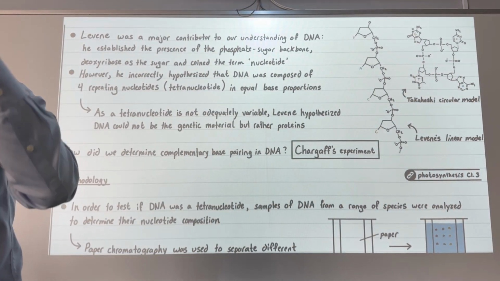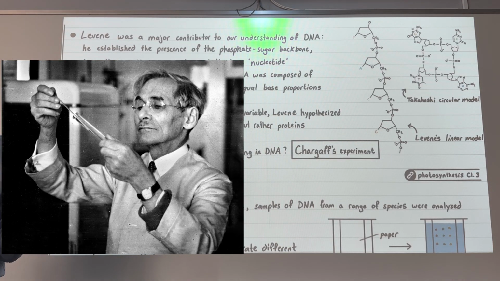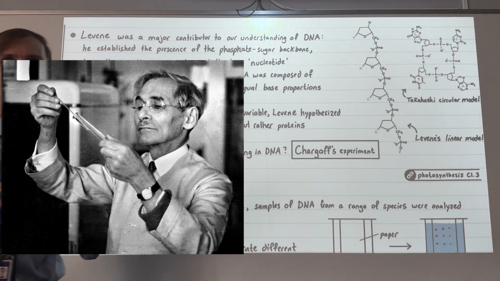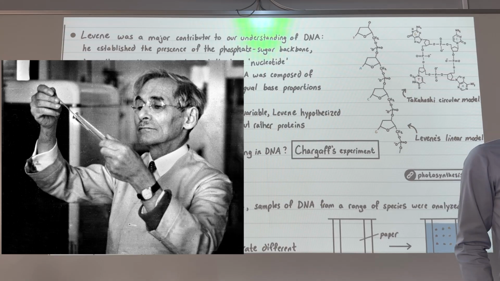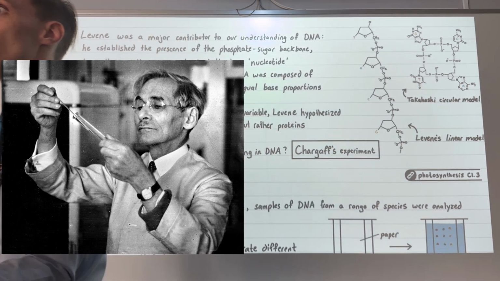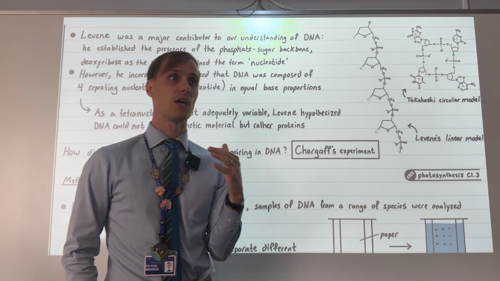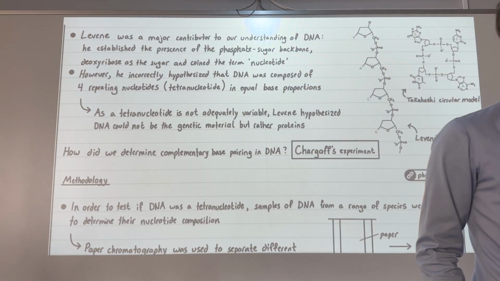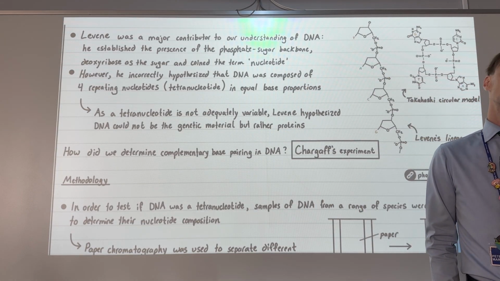So Levene, as a scientist, was kind of goated in how much he contributed to our understanding of DNA. It was he who coined the term nucleotide. He and his associates discovered deoxyribose as a sugar in the first place. He's the one that discovered the phosphate-sugar backbone. So he got a lot of things right. This guy contributed a lot to our understanding, but like everyone else, at some point in his life, he was wrong as well.